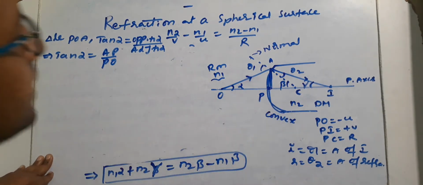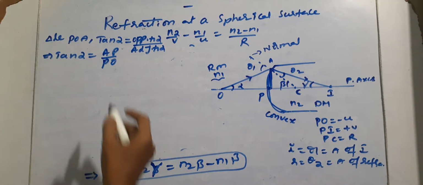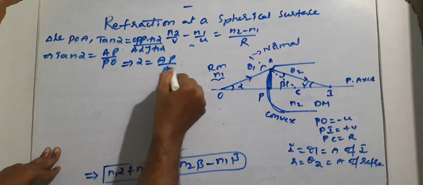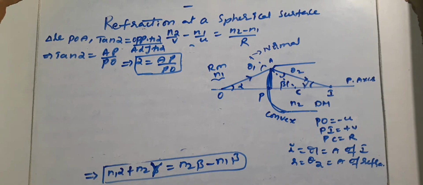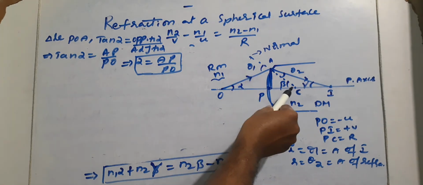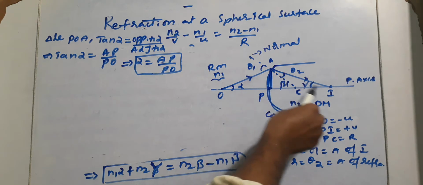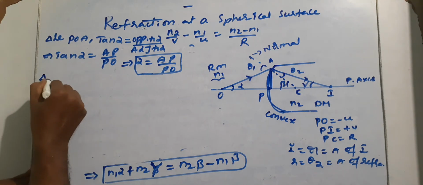But we said rays are paraxial rays, then we can take tan alpha equal to alpha. So this implies alpha is equal to AP by PO. As the rays are paraxial, the angle between the incident ray and the principal axis, alpha, is small, and also the angle between the normal and the principal axis, beta, will be small, and gamma is also very small. That is why you can take tan alpha equal to alpha, tan beta equal to beta, tan gamma equal to gamma. So now we are taking another triangle.